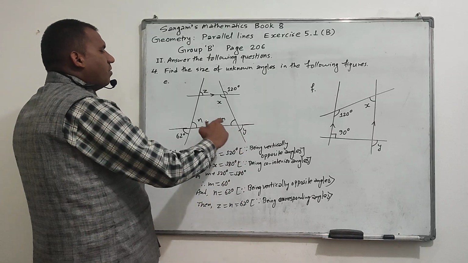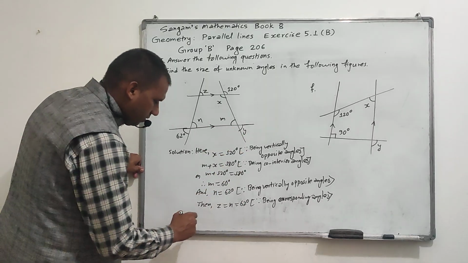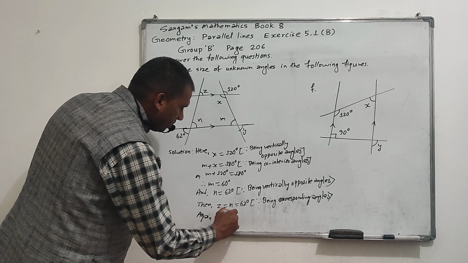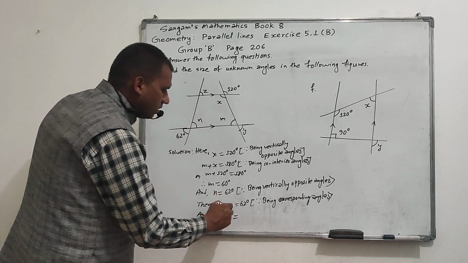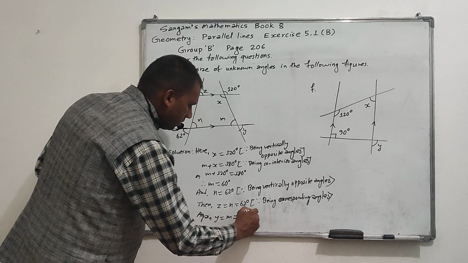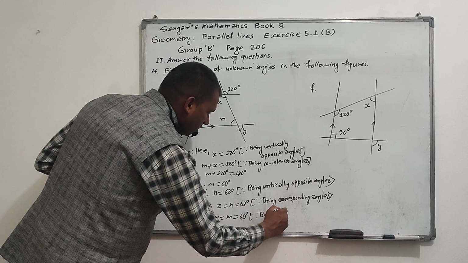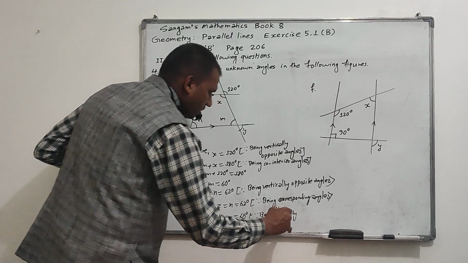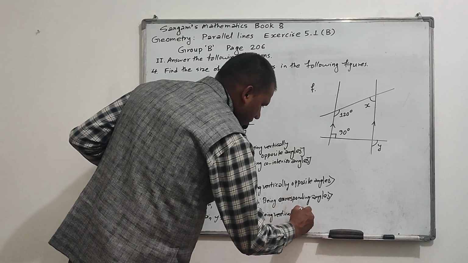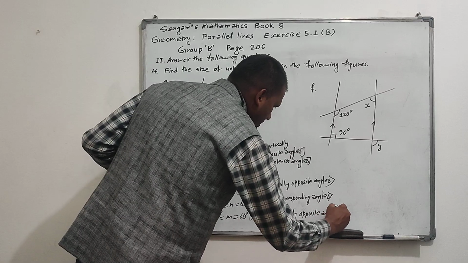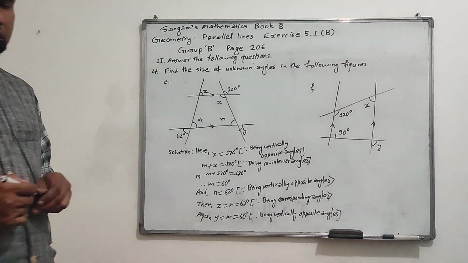y and M are vertically opposite angles, so again we can write y equal to M equal to 60 degree, being vertically opposite angles. This is the answer.